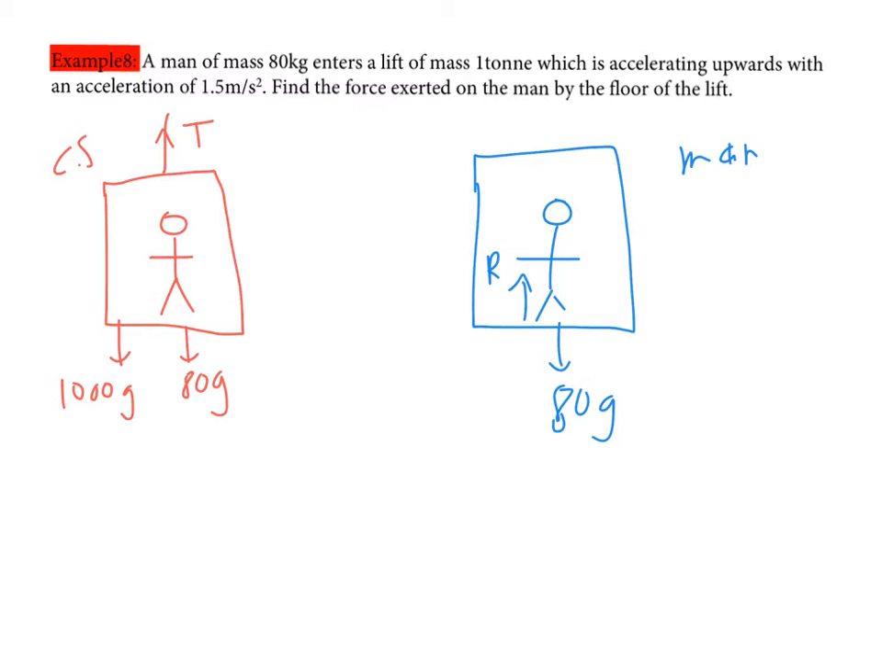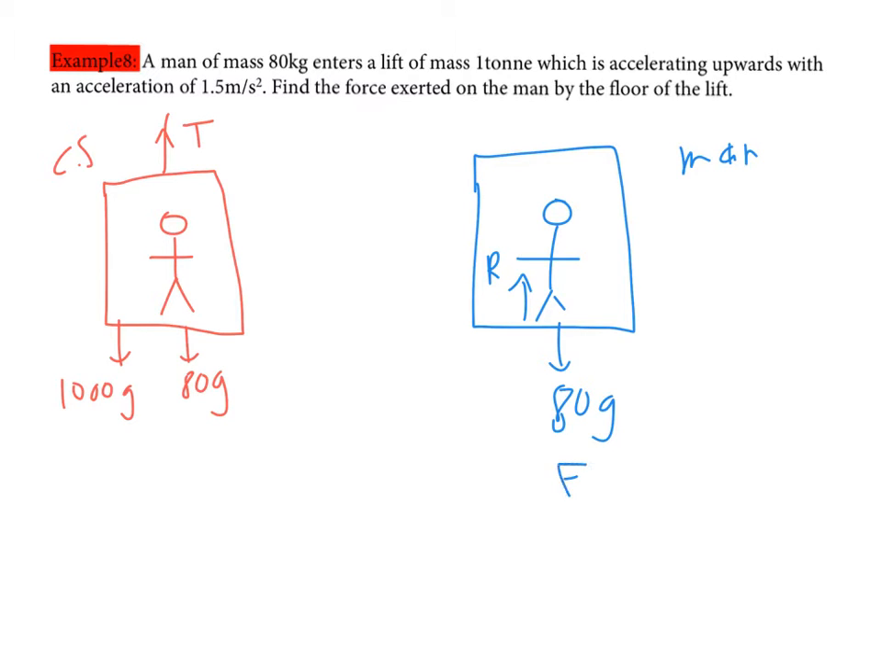If you wanted to work out the tension, you would look at the complete system, and if you want to work out the force exerted on the man by the floor of the lift, you would look at just the man. Okay? You may need to do both depending on what information the question gives you. So in this question, we're looking for the force exerted on the man by the floor of the lift, which must be this R here, so we're just going to consider this system at the minute.